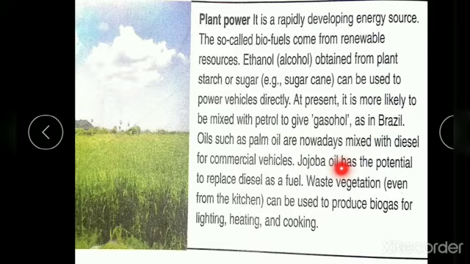Jojoba oil has the potential to replace diesel as a fuel. Waste vegetation, even from the kitchen, can be used to produce biogas for lighting, heating and cooking. These are some of the alternative resources from which you can get energy. So you need not use the non-renewable resources only to get energy. You can make use of the energy which is available.